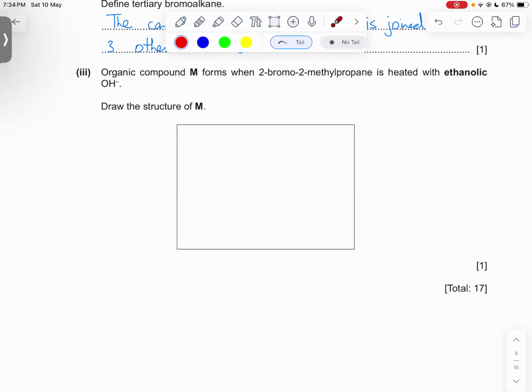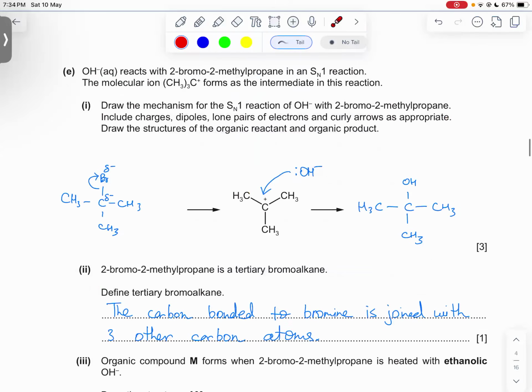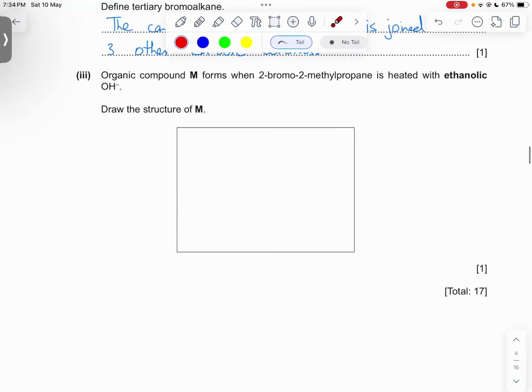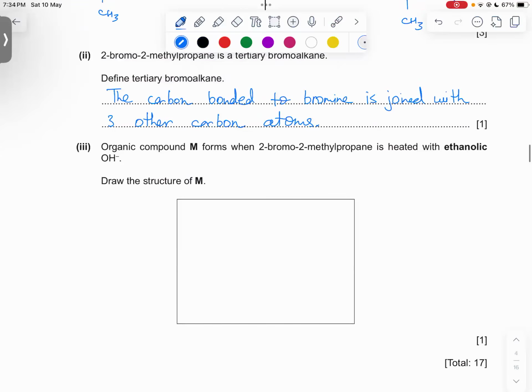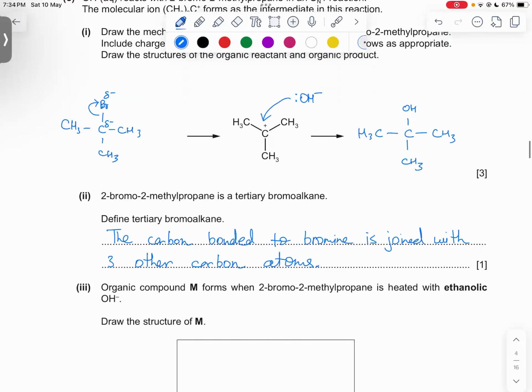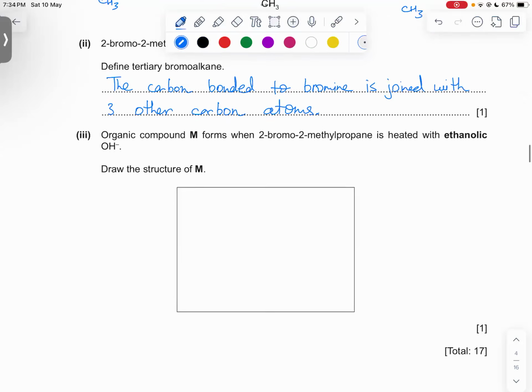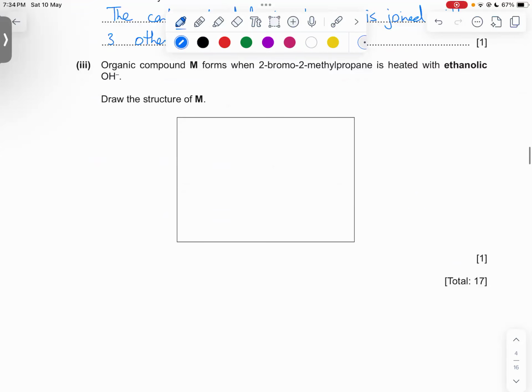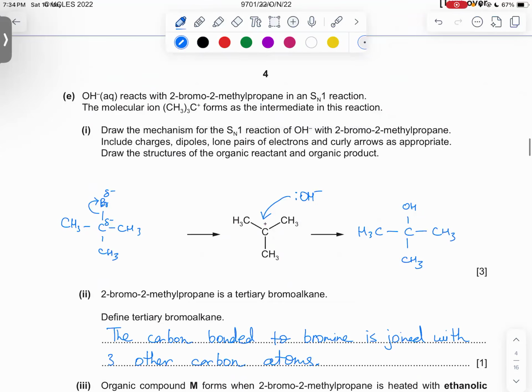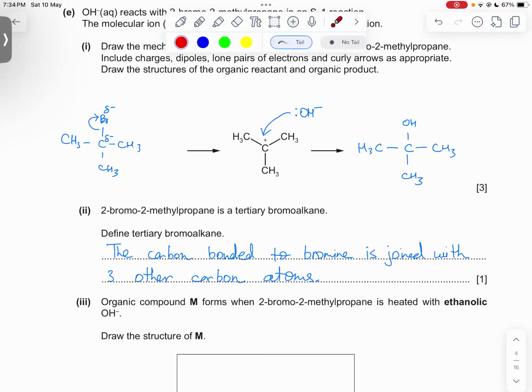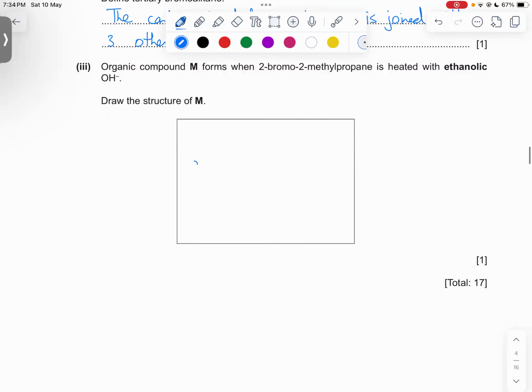Next question. Organic compound M forms when 2-bromo-2-methylpropane is heated with ethanolic OH negative. If the OH negative is not aqueous, if it is ethanolic, then an alkene forms, as we know. So what would that alkene look like? The alkene would have a double bond. Now that double bond could be between this carbon and this carbon, whichever carbon you want. So all we have to do is draw the structure.